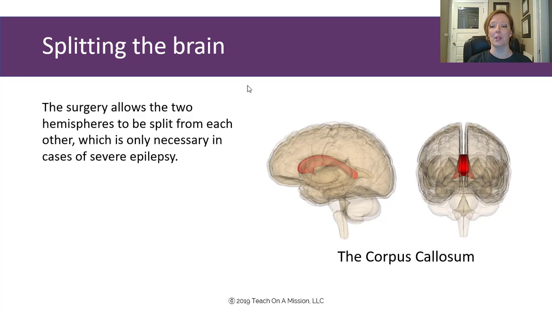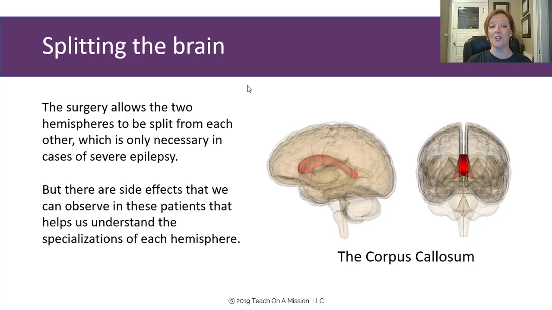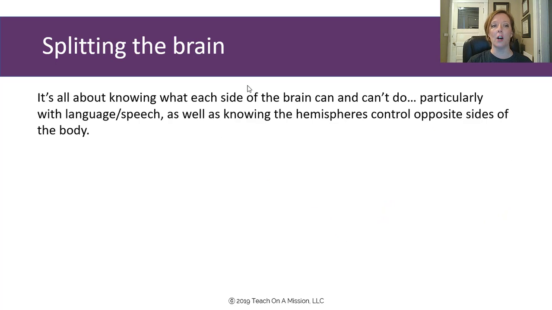cases of severe epilepsy, and it is a last-ditch effort to bring some sort of quality of life to someone who is having almost constant seizures. And there are side effects that we now know of that we can observe in these patients to help us understand the specialization or the lateralization of each hemisphere. It's all about knowing what each side of the brain can and can't do, particularly with language and speech.